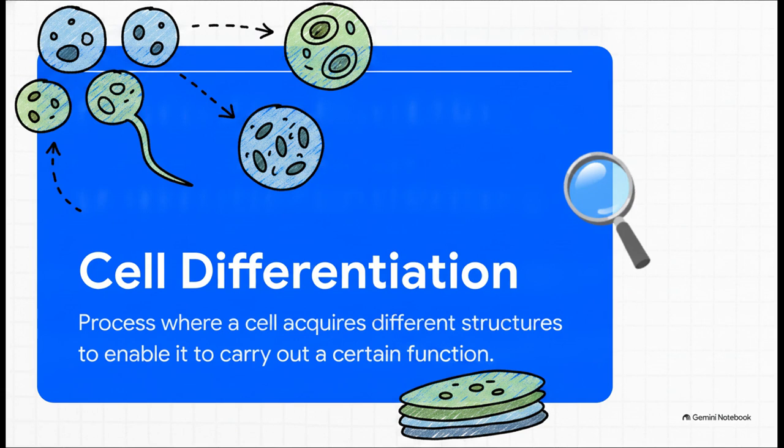Simply put, this is just the process where a cell gets different subcellular structures so it can do a very specific job. And once it does that, boom, it becomes a specialized cell. It's kind of like a cell going off to trade school, right? It picks up specific structural adaptations. Maybe it grows a tail, or maybe it just packs itself full of energy-producing mitochondria, all because it needs those exact structures to do its job in the body.